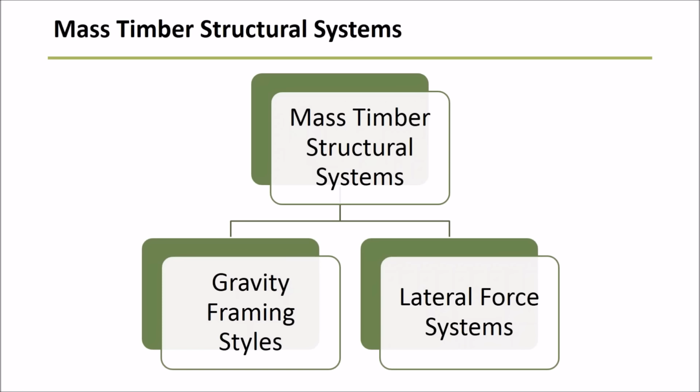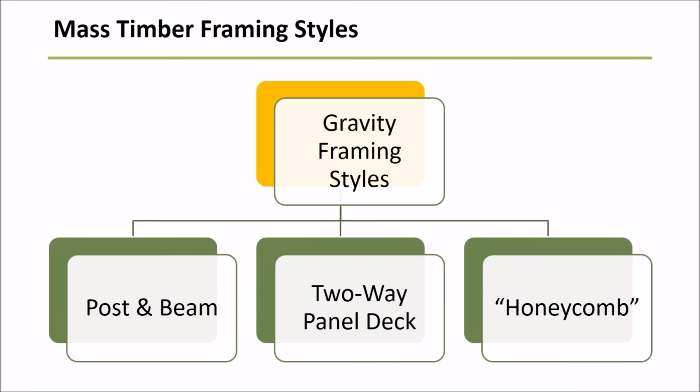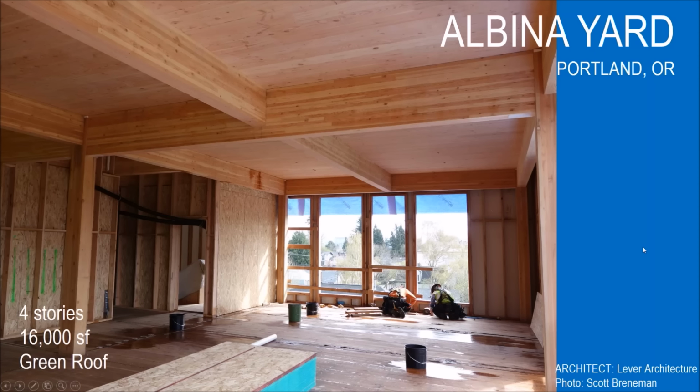This is my pretty outline in an org chart versus bullet points. So really we're going to talk about gravity systems and then lateral force resisting systems. Looking at gravity systems, there are several different styles we're going to cover: post and beam, traditional styles maybe you're used to seeing in the old warehouses, two-way panel decks, as well as what we call a honeycomb system. As we walk through these, you'll see pictures of some of the projects that Michelle showed, but I will be pointing out some particulars about the structural systems.